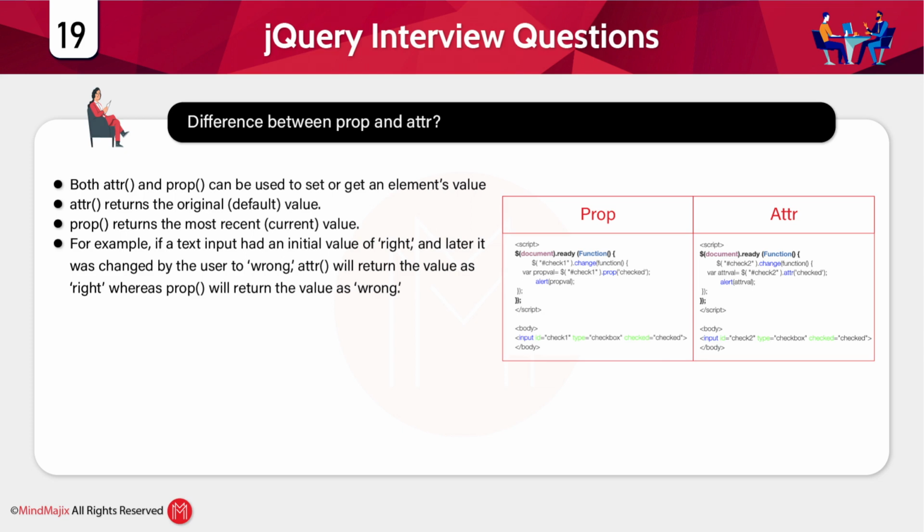So for example, if a text input had an initial value of right and later it was changed by the user to wrong, attribute will return the value as right, whereas property will return the value as wrong. So if you want the default value, what was the first value, you use attribute. If you want the current value, you use prop.